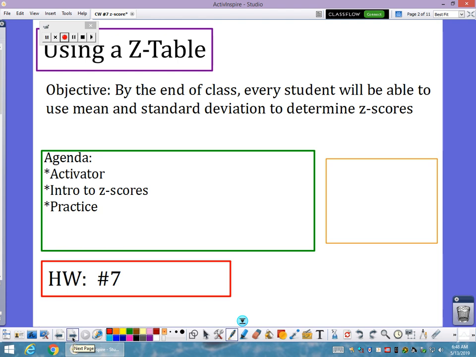All right, today our goal is using a z-table. Oh, I'm sorry, that's not true. That's tomorrow's goal. Today we're just going to look at the z-score. Tomorrow we'll look more at that table. By the end of class, every student will be able to use mean and standard deviation to determine the z-score. That is our objective.